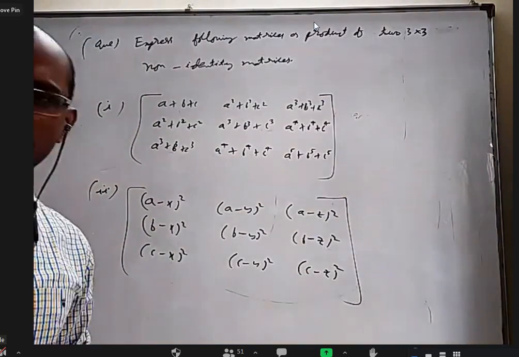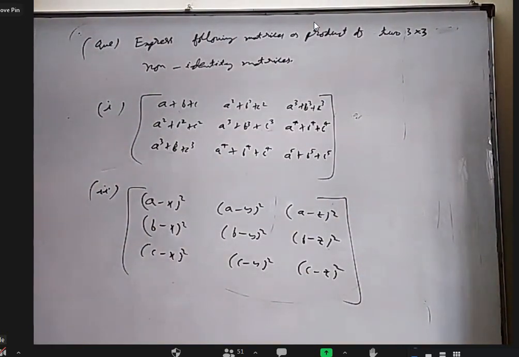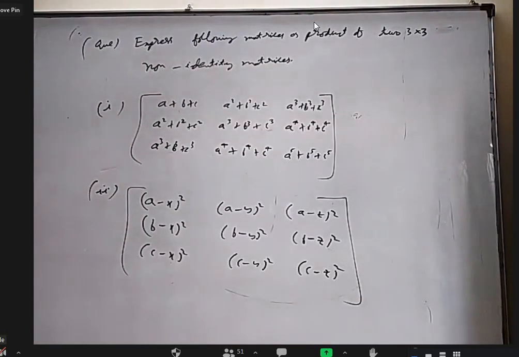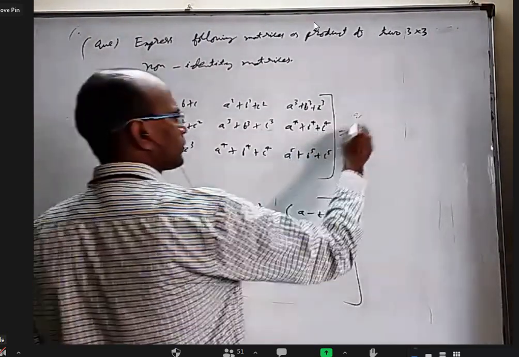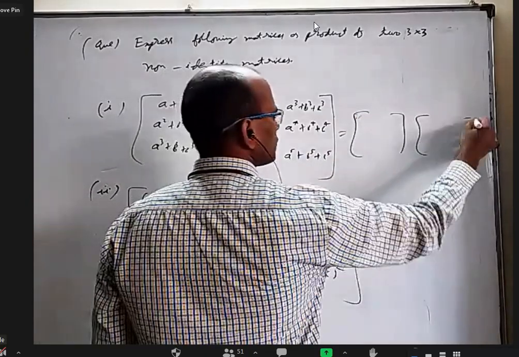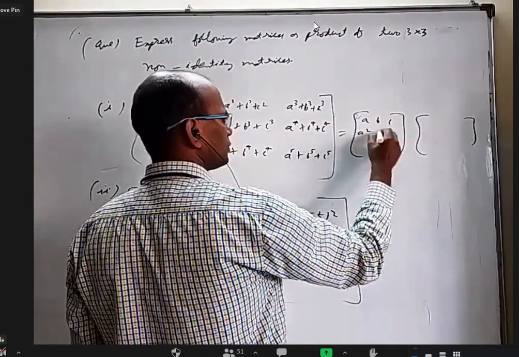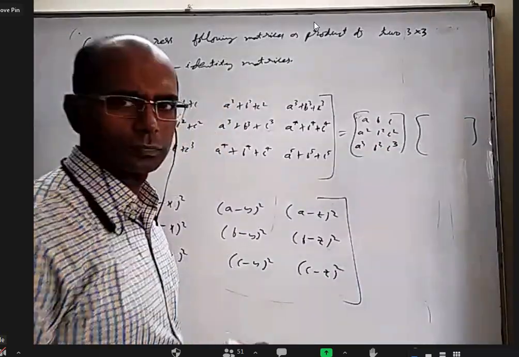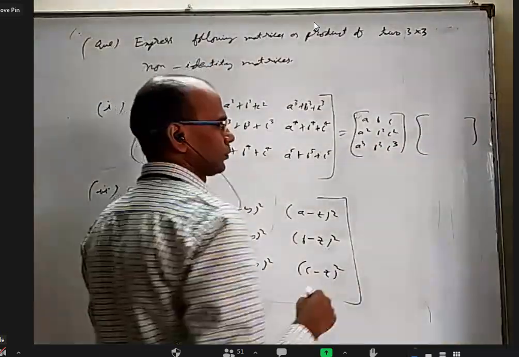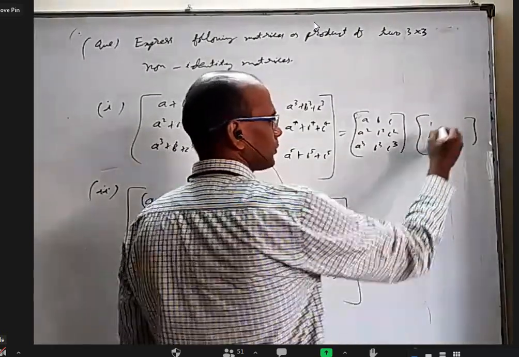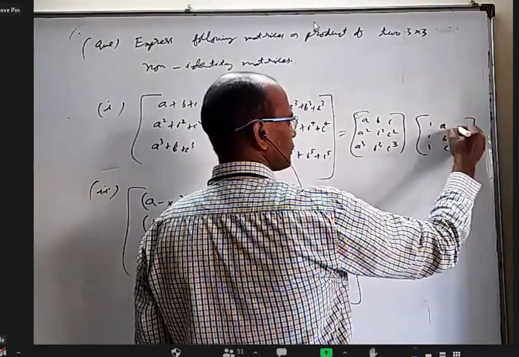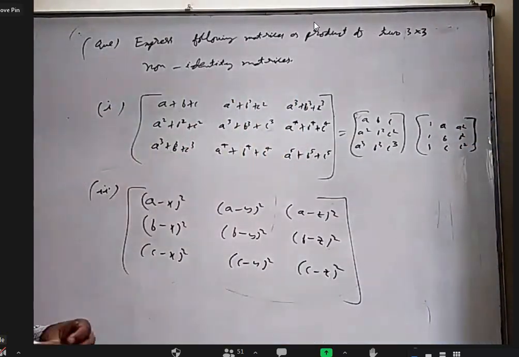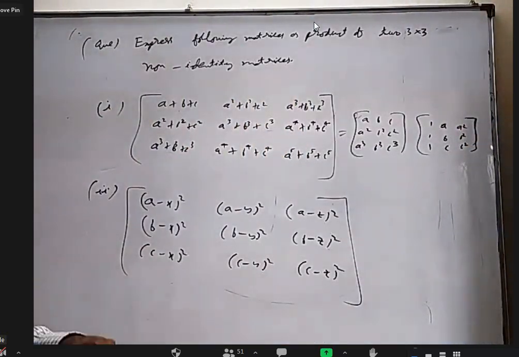Yes, sir. The two 3x3 matrices are: first one, sir, I'm telling by rows: A, B, C, A square, B square, C square, A cube, B cube, C cube, sir. Second one, I'm telling by column, sir: 1, 1, 1, A, B, C, A square, B square, C square, sir. Okay, good. Yes. Anybody want to tell anything different other than what has been told?